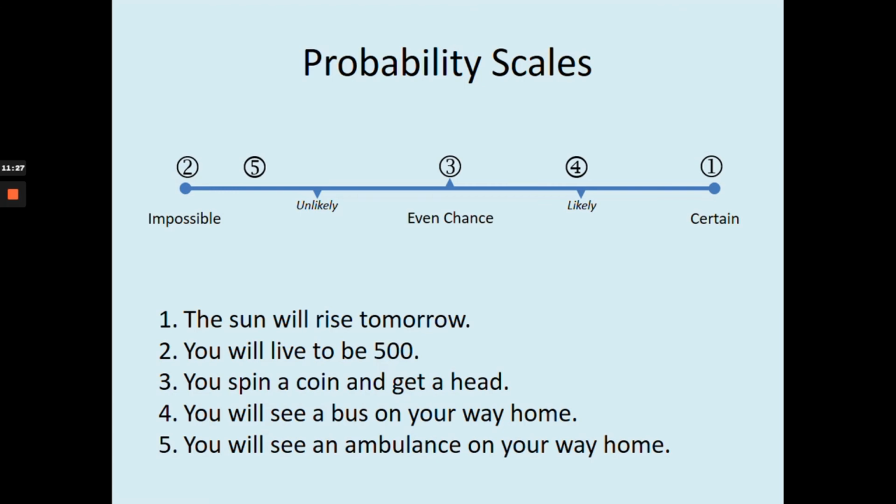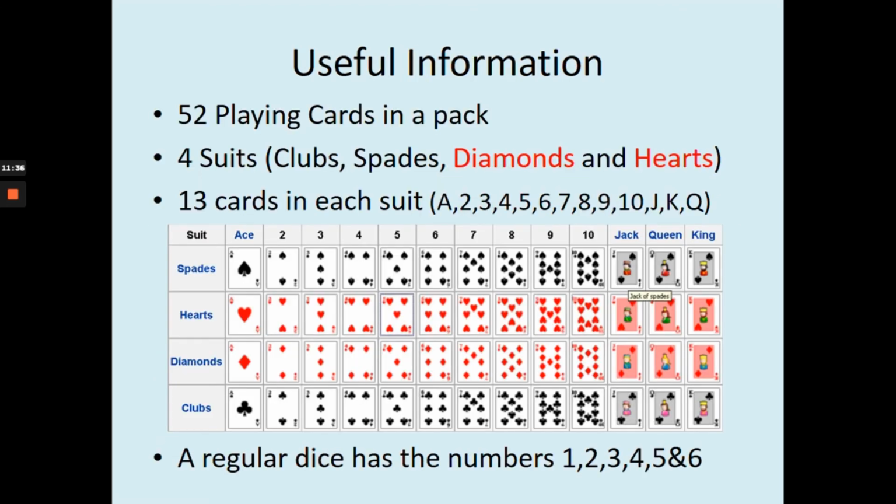Here guys, here's some useful information for you which you will need. There are 52 playing cards in a pack. There are 4 suits: clubs, spades, diamonds and hearts. Clubs and spades are the black cards, diamonds and hearts are the red cards. There are 13 cards in each suit, starting at ace and going all the way up to king.